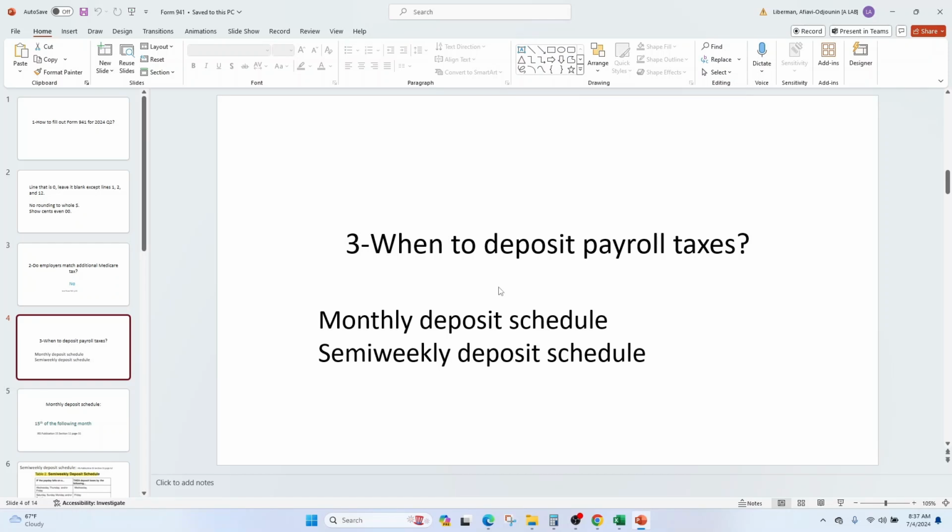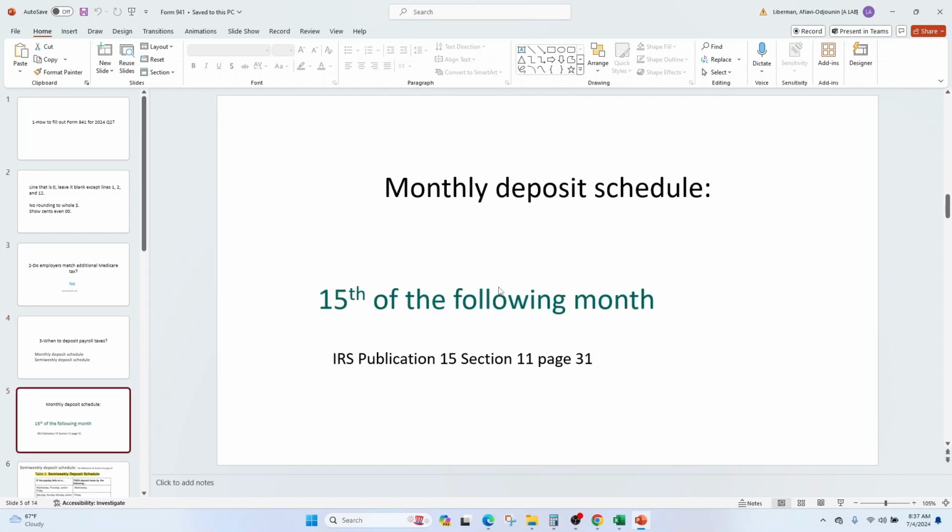When to deposit payroll taxes. It will depend on whether you chose a monthly deposit schedule at the beginning of the year, or you chose a semi-weekly deposit schedule. For the monthly deposit schedule, it is the 15th of the following month, and we can go to Publication 15 to read about it.